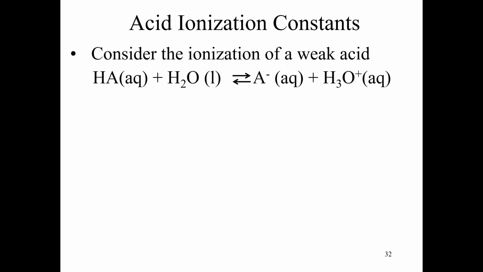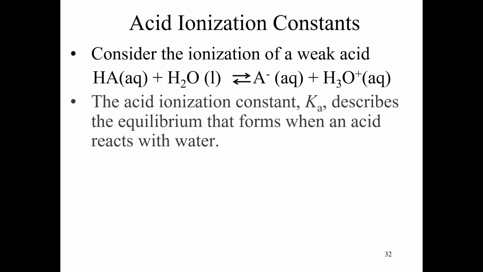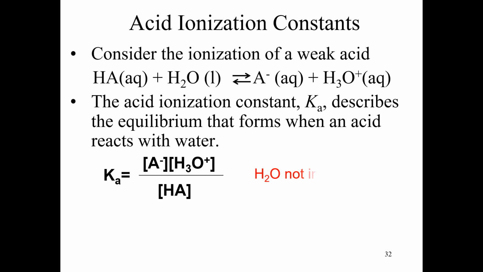But because this will arrive at an equilibrium state, we can consider an equilibrium constant. We're going to call this equilibrium constant Ka, the acid ionization constant, and it will describe the equilibrium that forms when an acid reacts with water. The expression for Ka, again, would be this. It would be the product of the ionized acid times the hydronium concentration divided by the concentration of the unionized acid. Remember that because water is the solvent, we don't include it in the equilibrium constant expression of Ka.